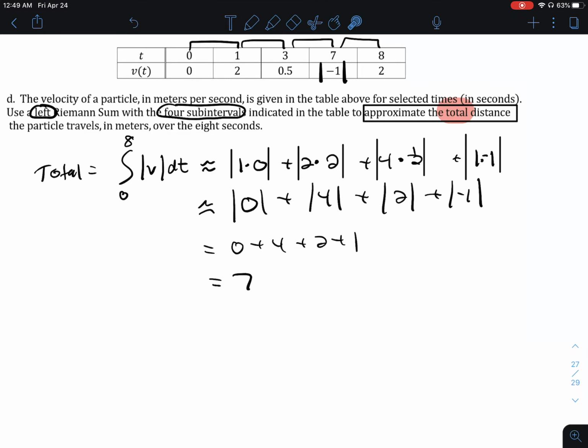It says, make sure we answer the question. Use the left Riemann sum, did it. That approximates the total distance the particle travels in meters. So it doesn't say to use proper units, but this would be meters. So good enough.